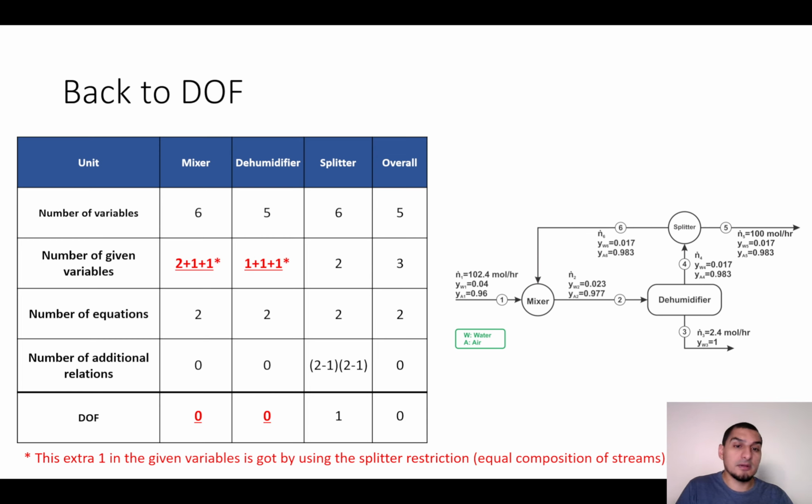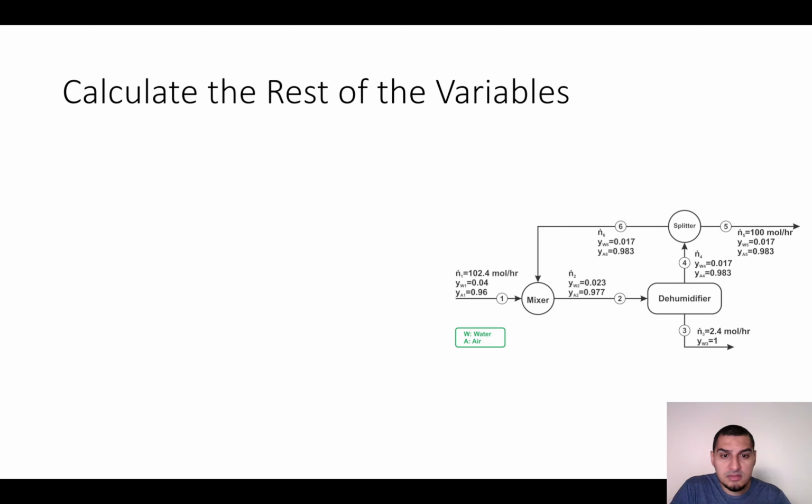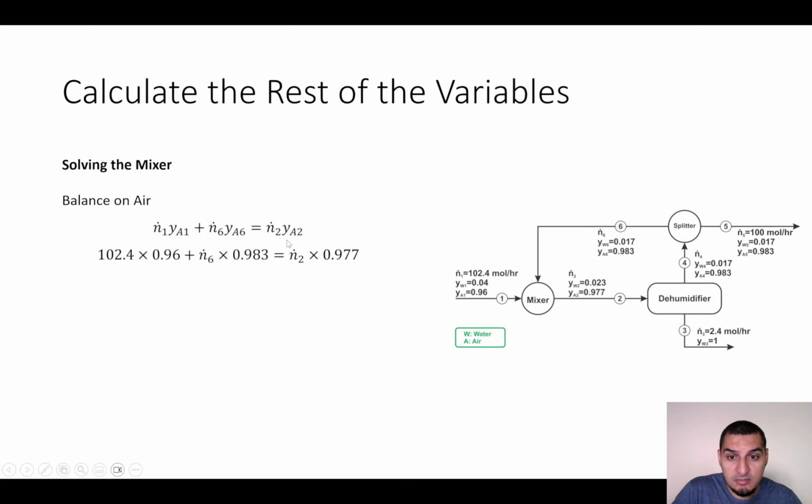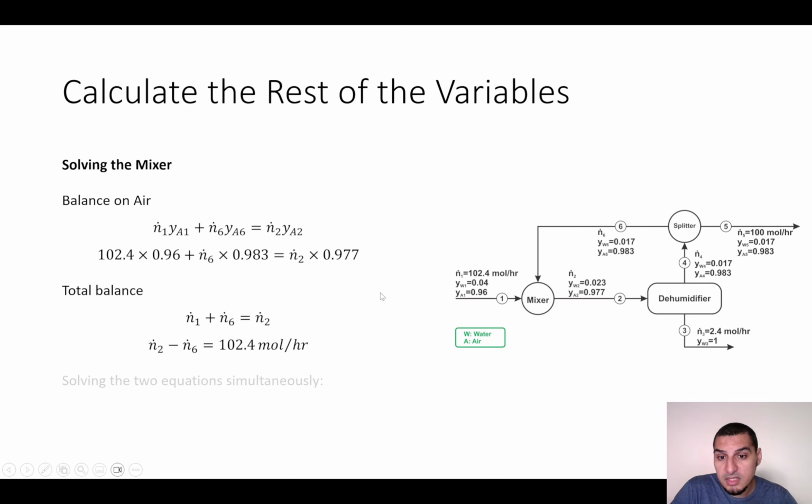So for the mixer, it is going to be easy. You just need to write 2 equations and 2 unknowns. So you will write the balance on air. There is no other option. We have to solve 2 equations, 2 unknowns. So we have balance on air, so it's air in stream 1 plus air in stream 6 equals air in stream 2. By substitution, we have 2 equations, 2 variables, and the total balance is N1 plus N6 equals N2. So now we can solve the 2 equations simultaneously to get the value of N2 and N6.